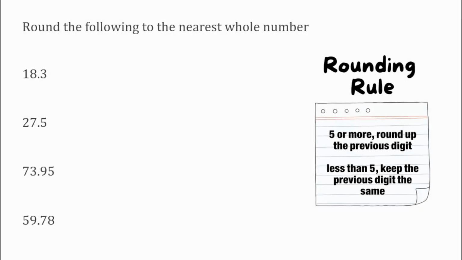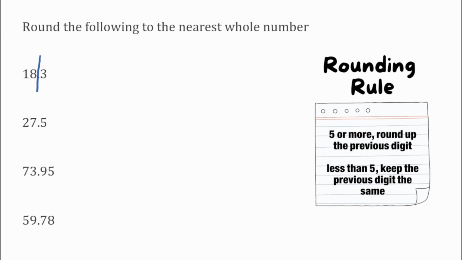So in today's video, we're going to take a quick look at rounding to the nearest whole number. So for this first example, we've got 18.3. We want to round that to the nearest whole number. So what we're going to do, because we're rounding to the nearest whole number, is draw a line straight through the decimal point like this.